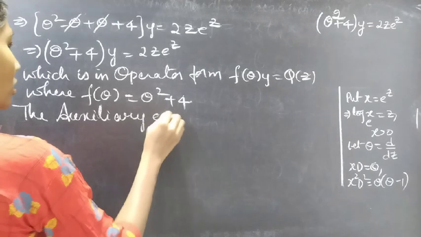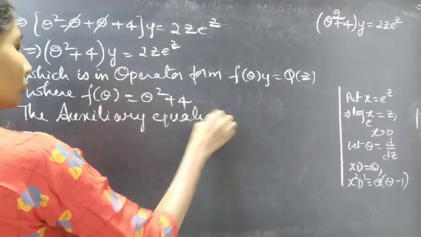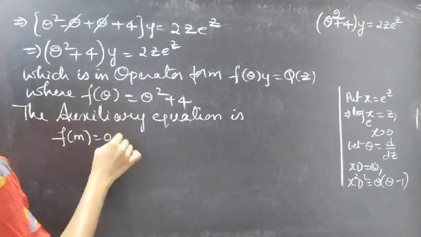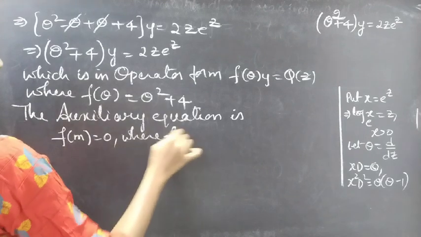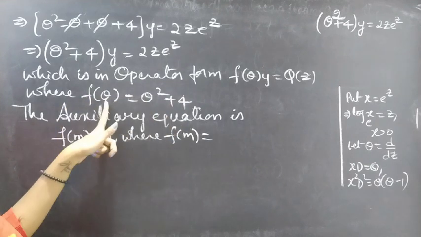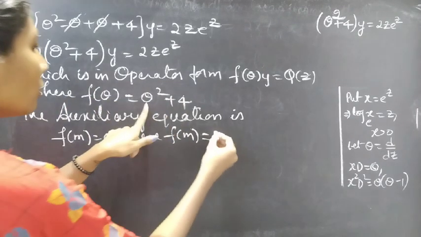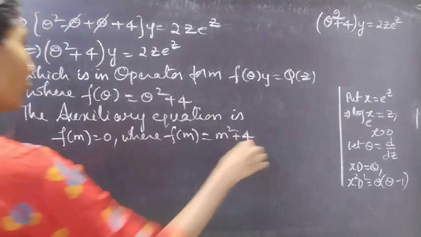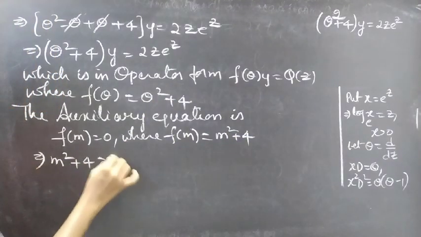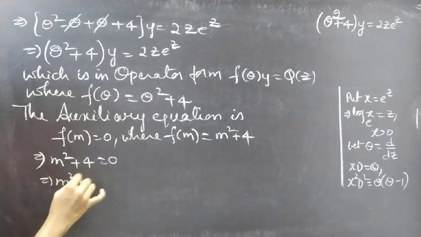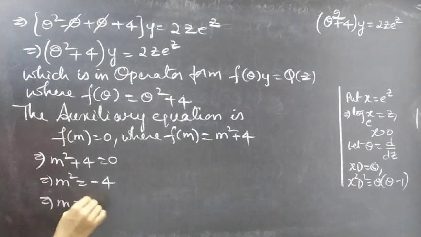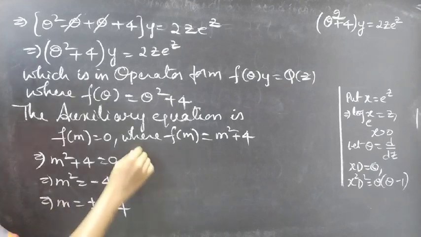The auxiliary equation is f(m) equals 0, where f(m) equals, we have f(θ) = θ² + 4. Let's replace this differential operator by m, so that we get f(m) equals m² + 4. Then our auxiliary equation becomes m² + 4 equals 0. We need to find roots. Let's take this 4 to the RHS, we'll get m² equals −4. Then m equals plus or minus square root of −4.